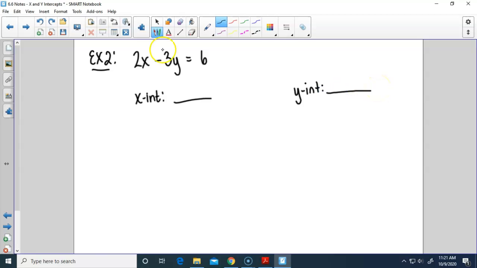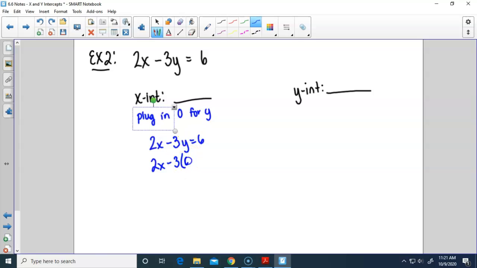So for this particular problem, I could solve this equation for y, and that would give me my y-intercept. However, let's do what we did on the last problem. Let's plug in our zeros. I'm going to do the x-intercept first this time. If I'm looking for the x-intercept, I'm going to plug in 0 for y. So in 2x minus 3y equals 6, I'm going to have 2x minus 3, replacing that y with 0, and that's going to equal 6.